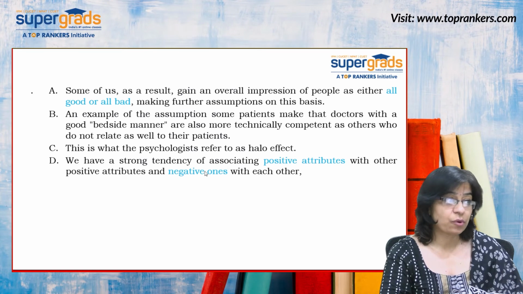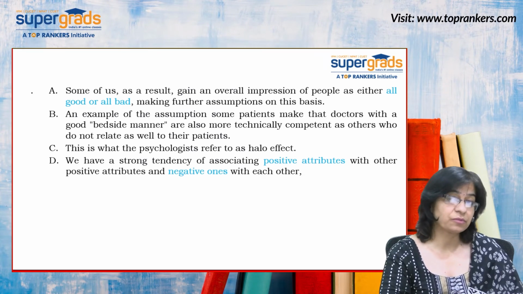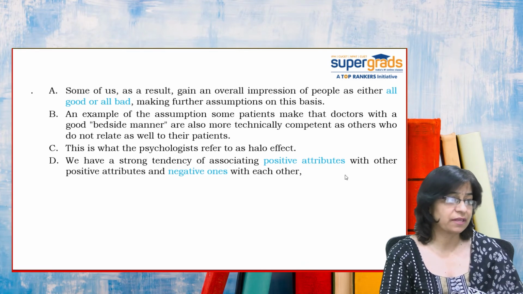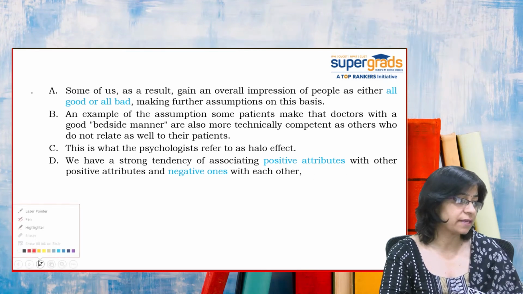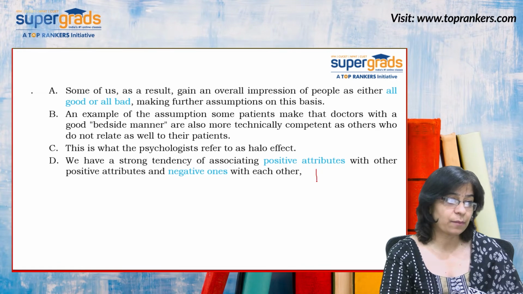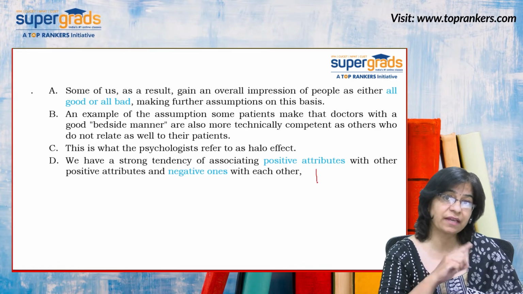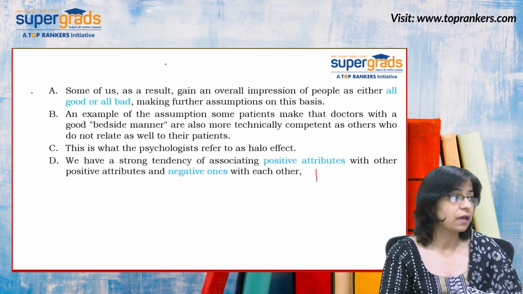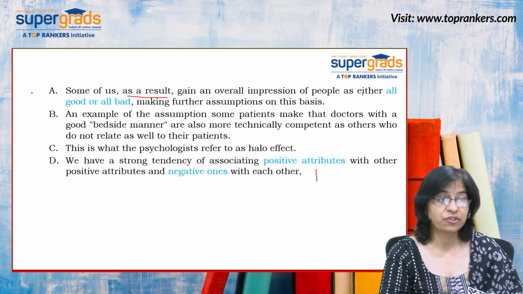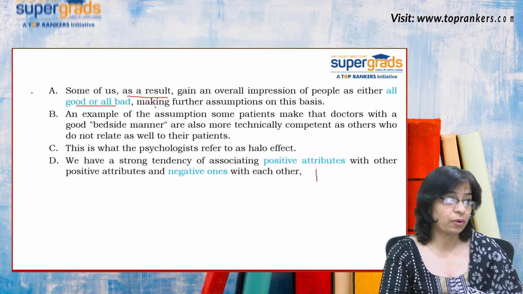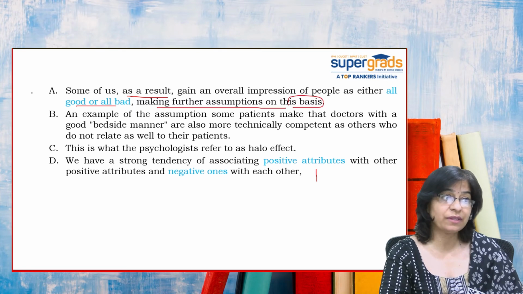We have a strong tendency of associating positive attributes and negative attributes. Looks like a broad introductory statement. So if this is sentence number one, let's find something that is in sync with this thought. Some of us, as a result, gain an overall impression of people as either all good or all bad, making further assumptions on this basis.